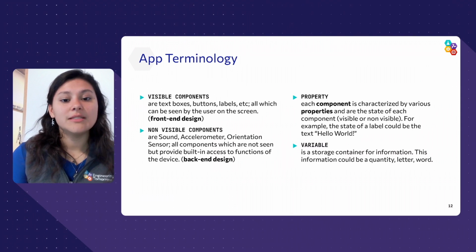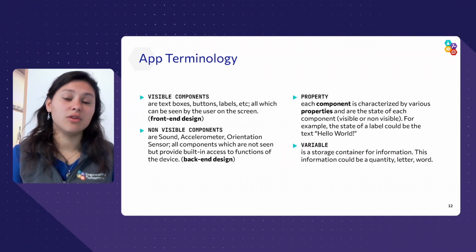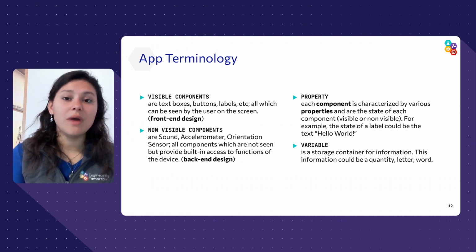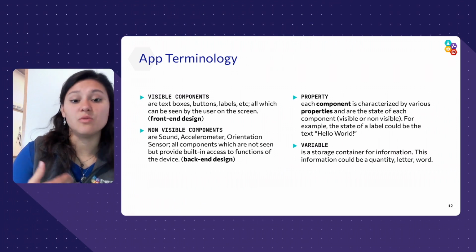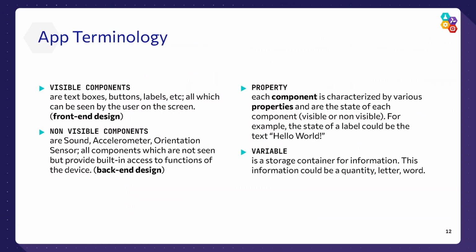A variable is a storage container for information. So if you think of algebra, 2x equals 8, that variable x stores the information that it's equal to 4. This information could be a quantity, a letter, or a word, and it's just storing an array of information that your website or code will access.